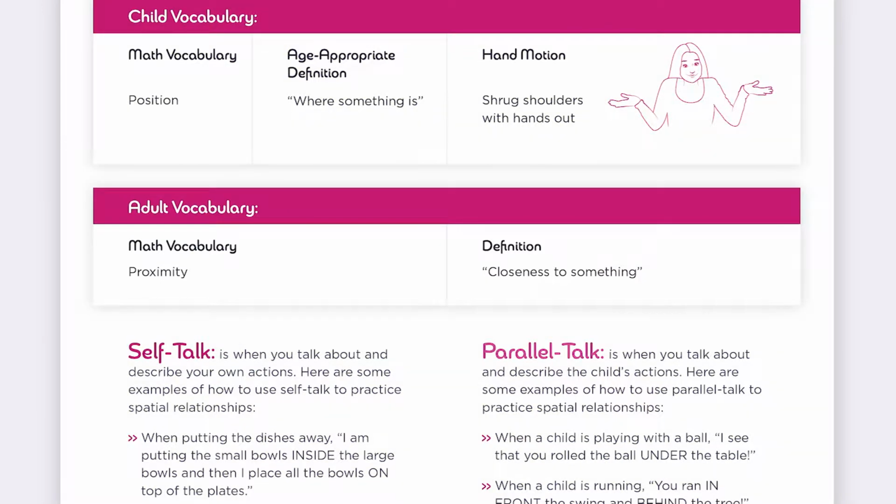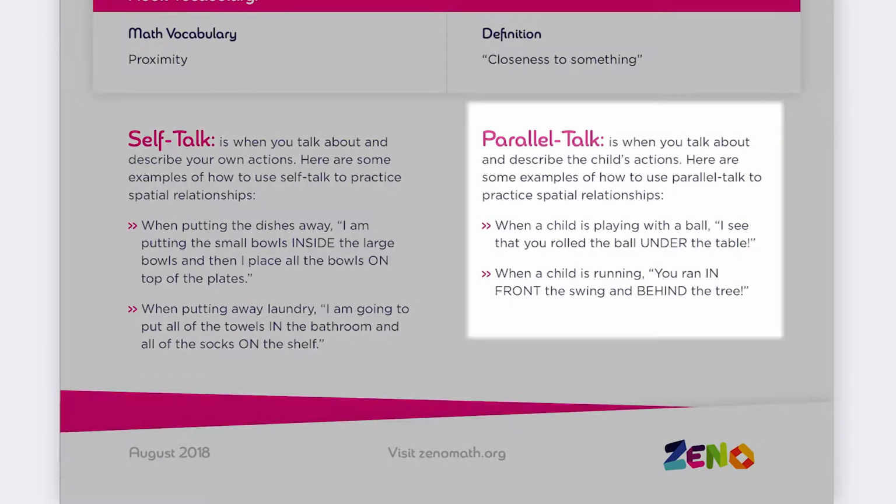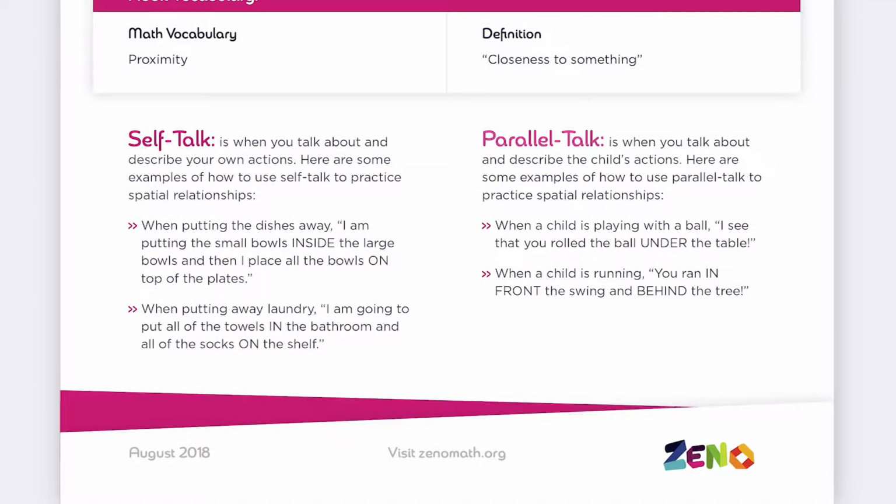We also have self-talk, some parallel talk. These are things that we should always be incorporating with the children. So talking one-on-one to them. Self-talk is when you talk about and you describe your actions. So you're telling the child what you're actually doing. And then parallel talk is when you're kind of having a dialogue with the child. And when the child is playing with the ball, you say, I see that you're playing with the ball, and the ball is under the table, for positional words.